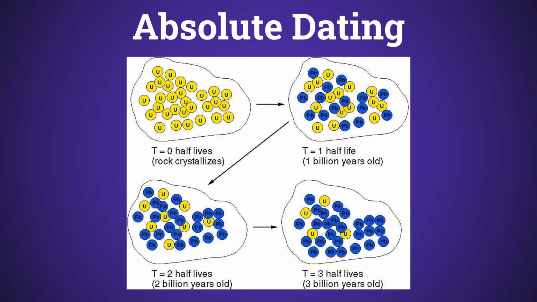How do we know the Earth is 4.6 billion years old? That is how old scientists have determined the oldest rocks to be using a technique called absolute dating or radiometric dating. This technique involves determining the amount of radioactive isotope left in a rock or fossil sample to determine its approximate age.